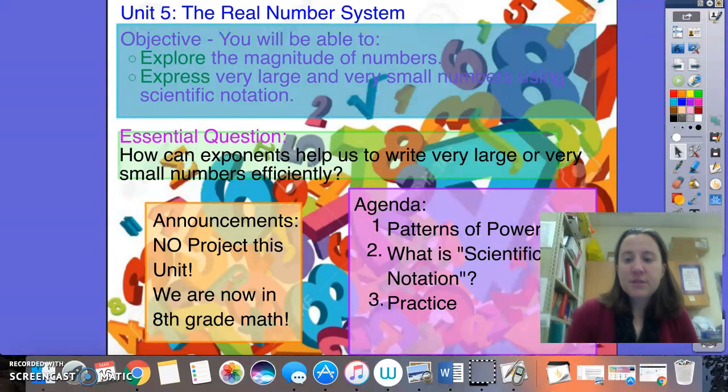So what we will do in this lesson is look for some patterns in powers, talk about exactly what scientific notation is and give you a working definition, sort some examples and non-examples of scientific notation, and we'll finish out with some practice.